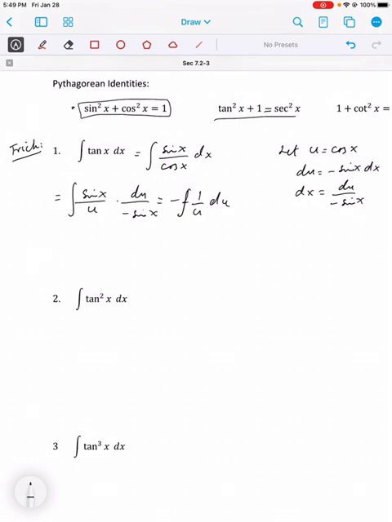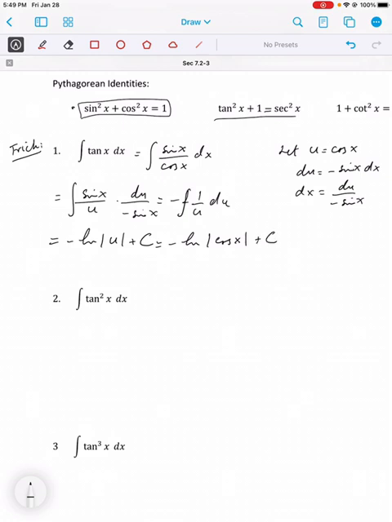Now the integral of 1 over u, if you recall, is ln of absolute value of u. So I get negative ln of absolute value of u plus c, and u is cosine, so negative ln of absolute value of cosine of x. Now note here we have to put the absolute value, because remember cosine can take on negative or positive values, and ln of a negative value does not exist, so we must have an absolute value, plus c.